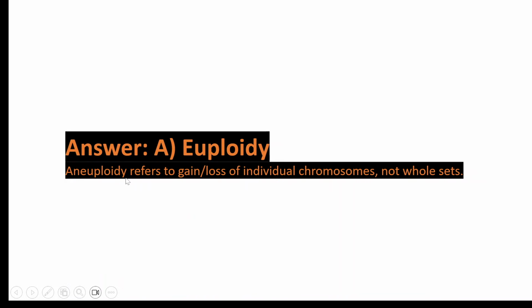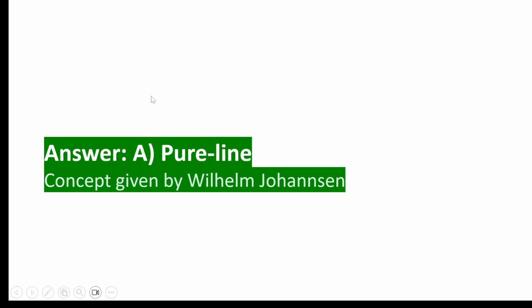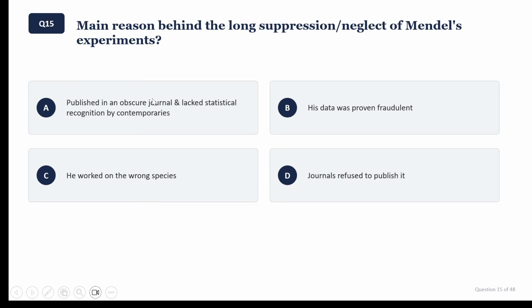I will give you four conditions: 2n minus 2 nullisomy, 2n minus 1 monosomy, 2n plus 1 trisomy, 2n plus 2 tetrasomy. These all are types of aneuploidy, if I am not wrong. A homozygous, genetically pure and uniform population is called pure line, given by Johansson.